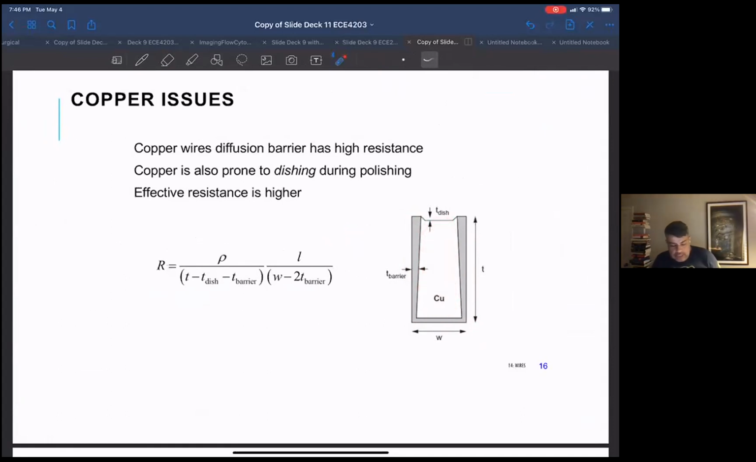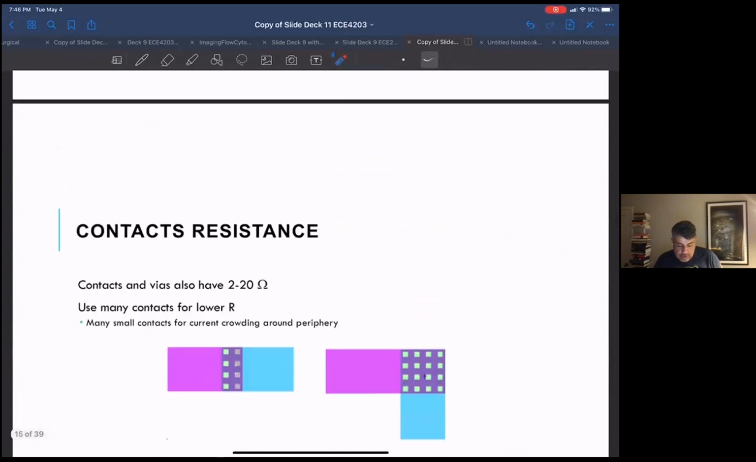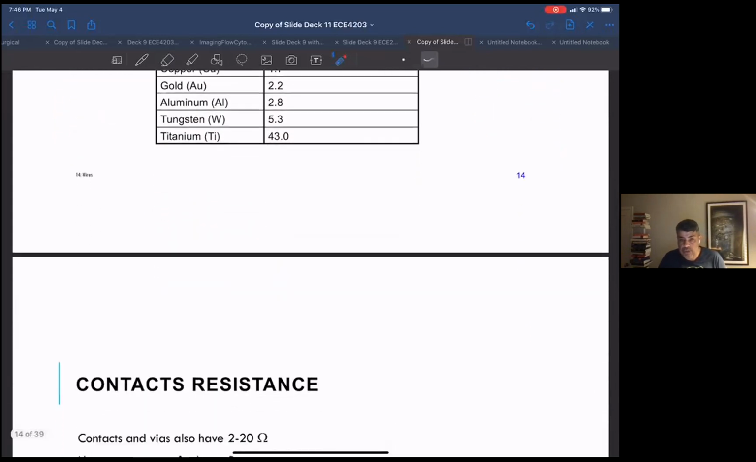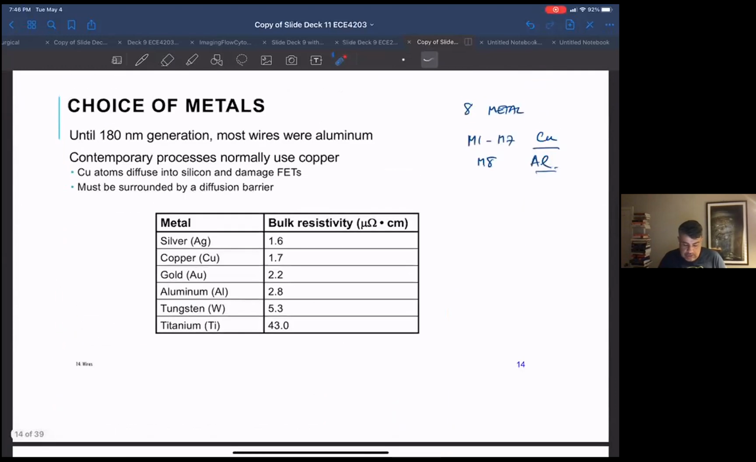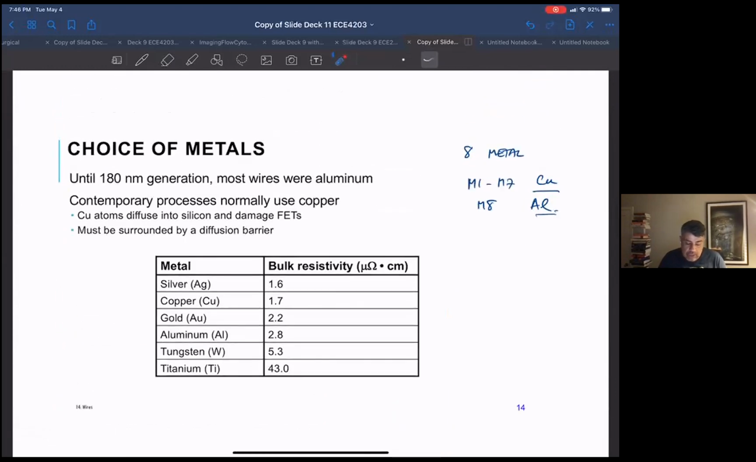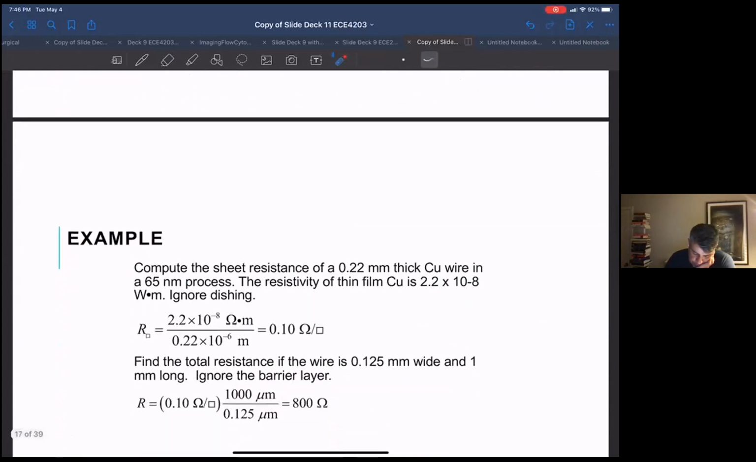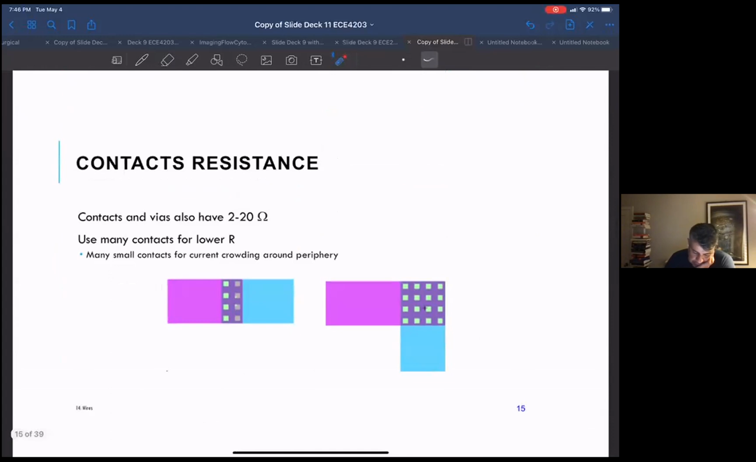It turned out that the improvement in the actual resistance of the lines hasn't been as good as the ratio between the bulk resistivity of copper to aluminum, but it's still been enough of an improvement for copper to be the dominant metal in the tighter processes. You'll see it constantly: most of the finer line processes are running on copper. Okay, so let me talk about the contacts.